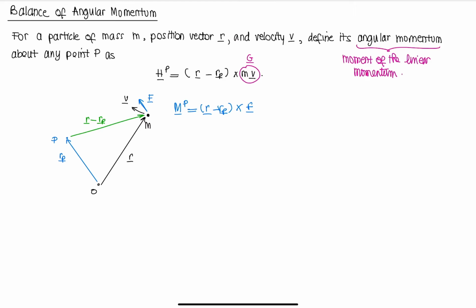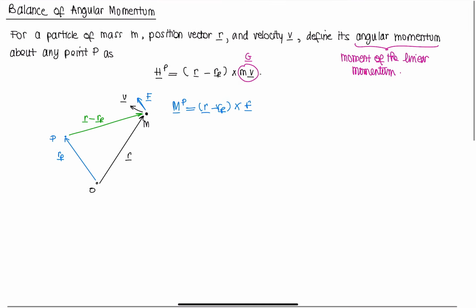So we previously defined the angular momentum of a particle about any point P as r minus r_P cross mv. m, v, and r are the mass, velocity, and position vector respectively of the particle. So about the origin O, for example, the angular momentum of the particle, H_O, would be equal to just r cross mv. That's because r_O, the position vector to the origin, is just 0.